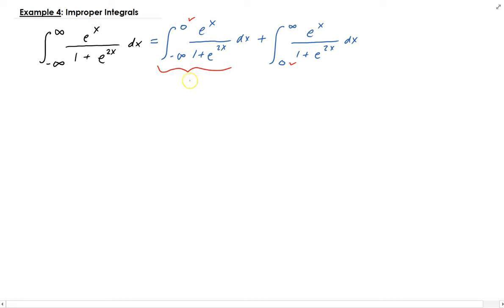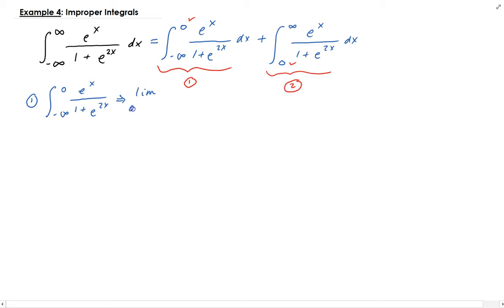We're going to evaluate this one and then evaluate this one. So for the first one, we have the integral going from minus infinity to zero of e to the x divided by 1 plus e to the 2x. Again, this is another type of improper integral, where the bound is going to minus infinity. So we need to rewrite this in terms of the limit.